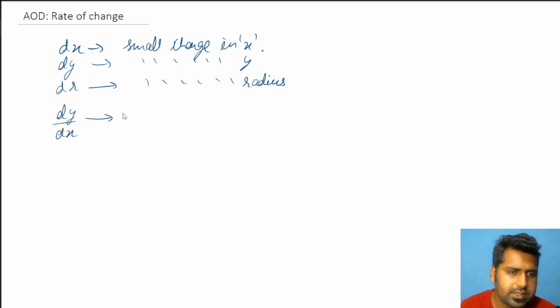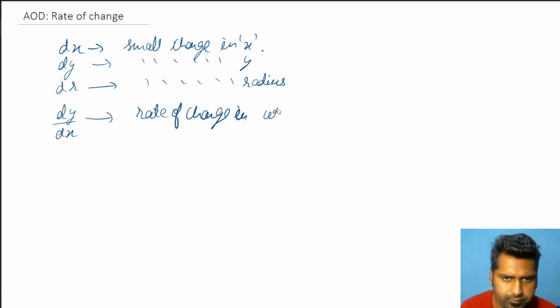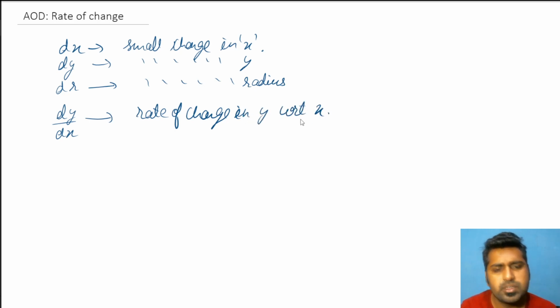What is the meaning of this? The meaning is change, not exactly change, rate of change in y with respect to x, means how fast y is changing with respect to x. Suppose y is some function of x. As x changes, y also changes, but at what rate? That's dy by dx.